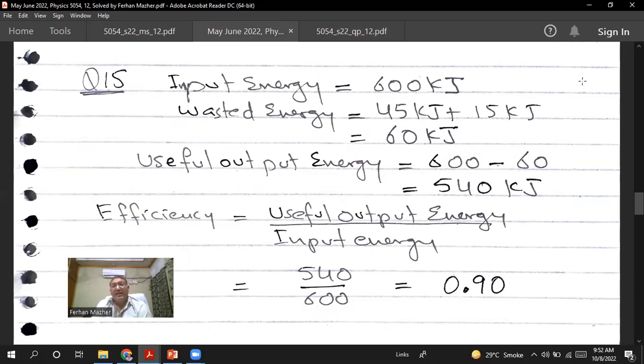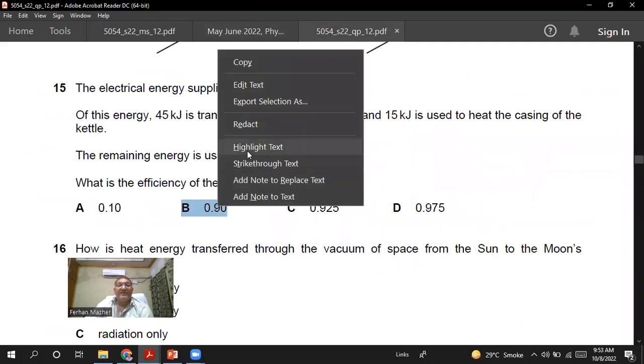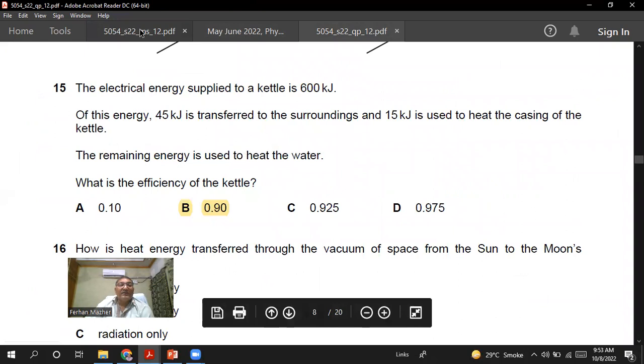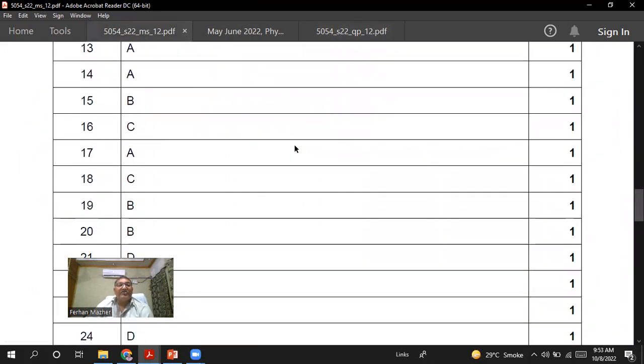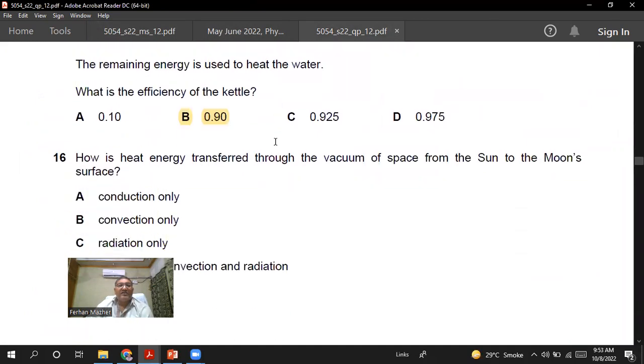That will be 60. When you subtract 600 minus 60, it is 540 kilojoules. So the useful energy is 540 kilojoules. The efficiency is useful output energy divided by the input energy. So it will be 540 divided by 600, and that will be 0.9. So 0.9 is the efficiency. So I think for question number 15, B is the right option, sir.